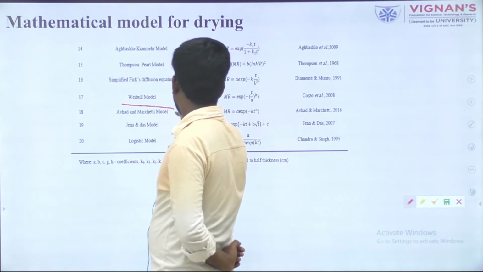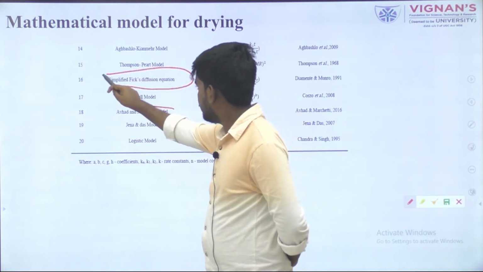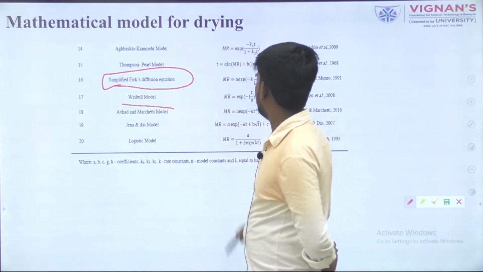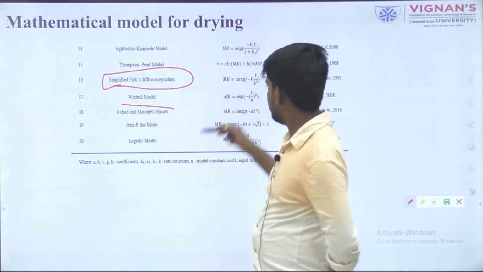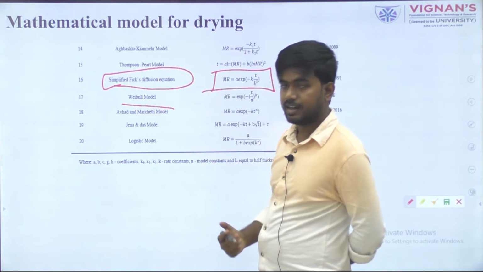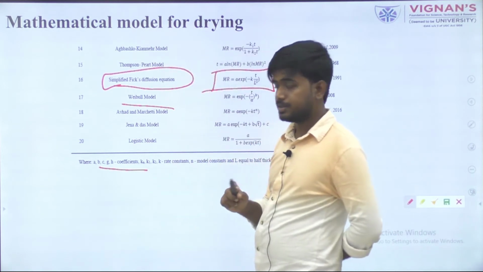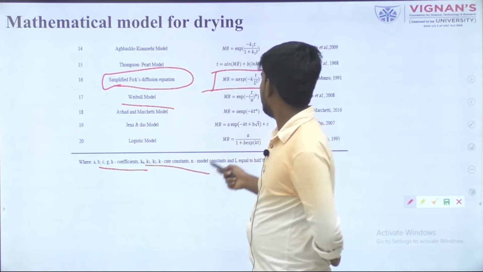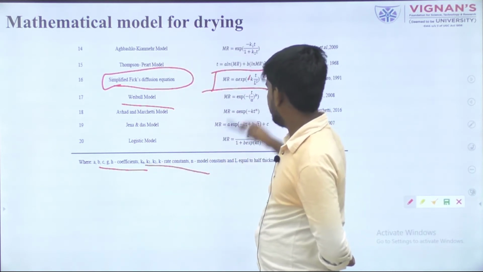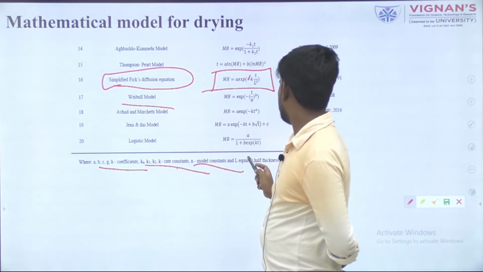So, the Weibull model and Fick's law. Fick's diffusion is mainly important in mass transfer models. From this mass transfer concept, Fick's law came into drying calculation. Here, as I told, A, B, C, D are coefficients, and whatever K value you see is the rate constant, and N is the model constant.